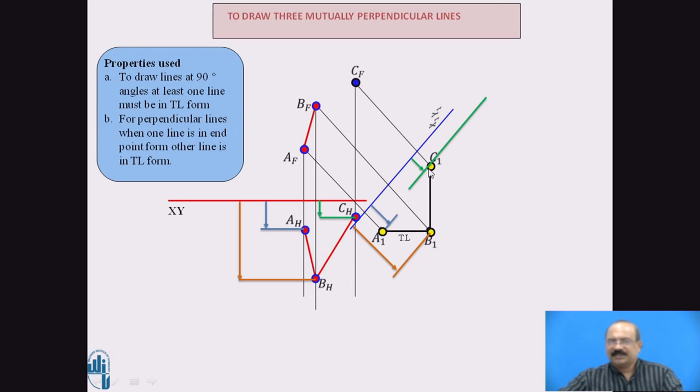Now this C1, we have brought it back. This C1 projector is already there as a CH projector from here in the upward direction, which you already drew. At the position where this projector cuts, you have to give the CF point. Once you get the CF point, you join it with the BF point.